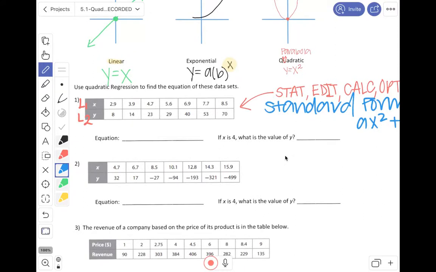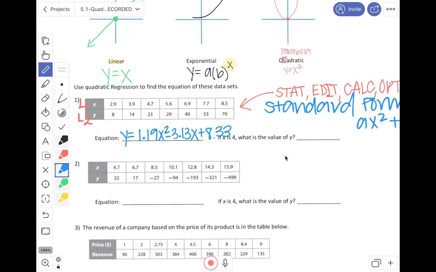So I have y equals, A was about 1.19 x squared minus 3.13x plus 8.33. So there's our equation. And again, the only difference, instead of stat calc 4, it's stat calc 5. Then it says if x is 4, what is the value of y?